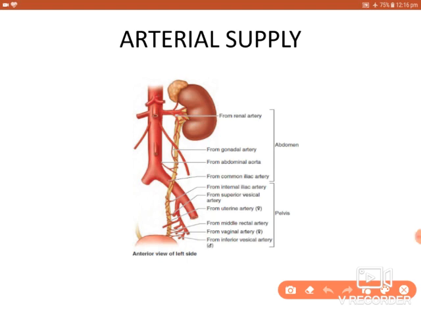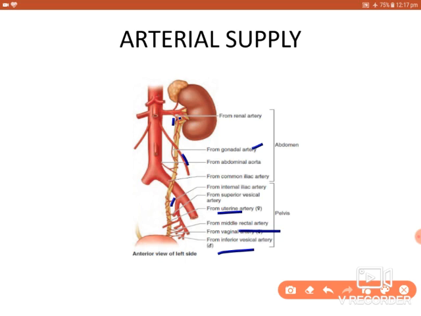Then that's about the course and the relations. Then the arterial supply. So the blood supply of the ureter: the arteries supplying are the ureteric branches of the renal artery, branches from the gonadal artery, then branches from the superior vesical artery. Then in case of females, branches from the uterine artery and vaginal artery. Also branches from the inferior vesical artery provide branches to the ureter.